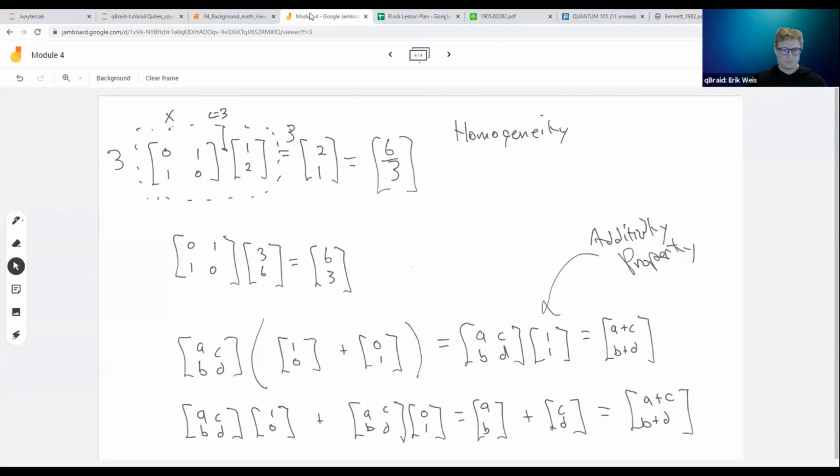Questions on that? These are two very, very important properties of linear transformations, and we'll make use of them a lot when we're extrapolating to quantum states and quantum gates.